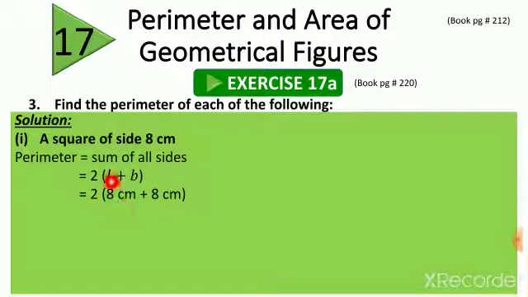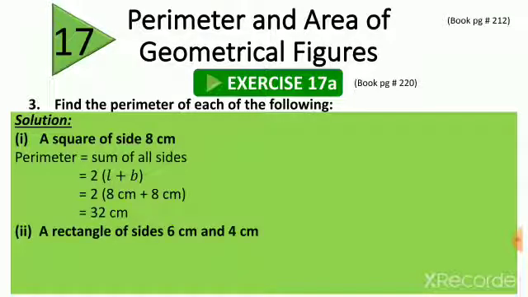So we have to place the length and breadth here, because as I have told you, it's 8 centimeter, and squares have all sides equal, so we place length and breadth both as 8 centimeter. Now 8 plus 8 is 16 centimeter, and when it is multiplied by 2 it will be 32 centimeter. And remember that the perimeter unit will be single, and in area the unit will be in squares. Okay.